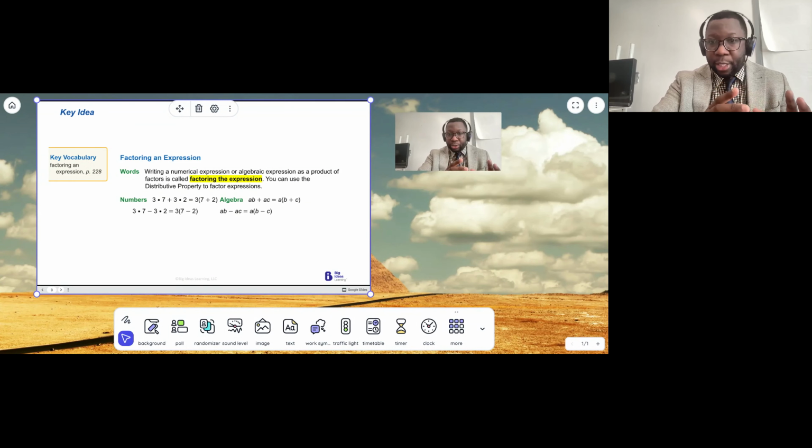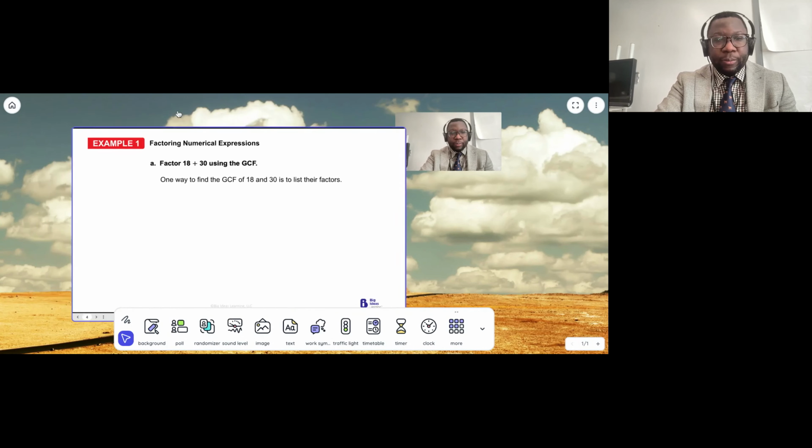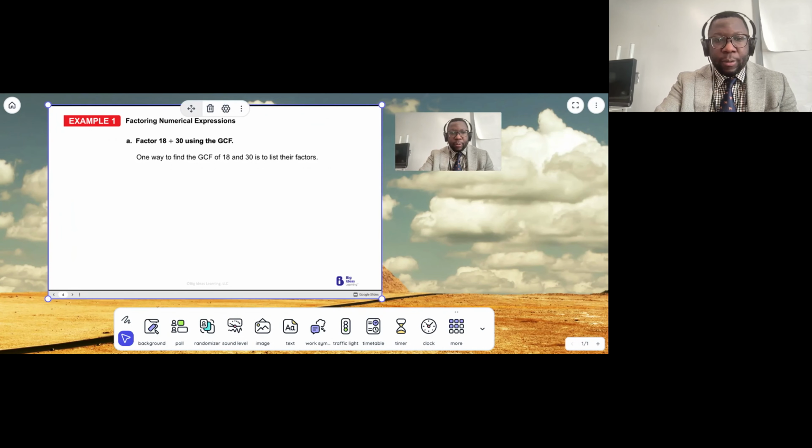So, as a reminder, when we're talking about factoring, writing a numerical expression or algebraic expression as a product of factors is called factoring the expression. And we can use the distributive property to factor expressions. So, factoring numerical expressions: if we're looking at the following expression of 18 plus 30, the first thing that we're going to need to do is determine what is the greatest common factor. What factor do these have in common so that we can then factor that value out?